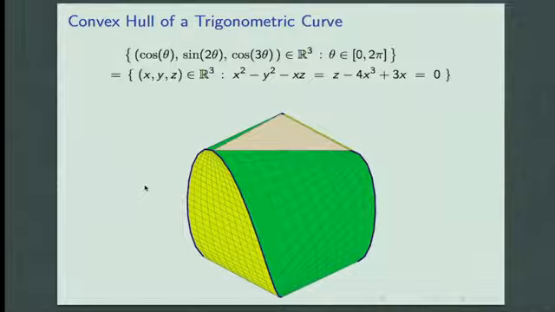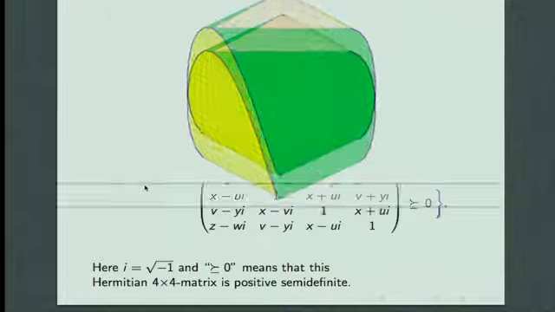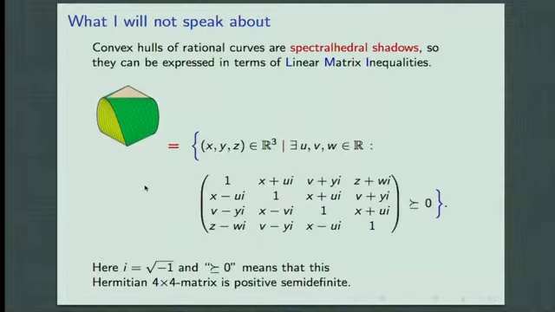Now the next slide shows what I will not do, but what Tim would do. I think most people in this audience would do the following thing. They would say, this body is a spectrahedral shadow. That is to say, I can write this as the projection of a spectrahedron. I have an LMI representation.